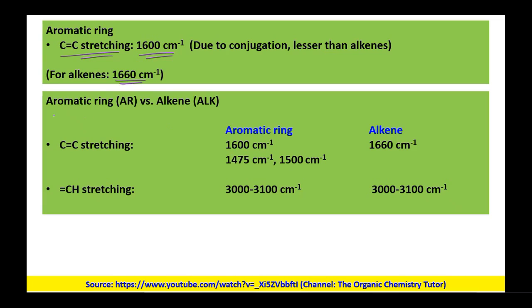Now how to differentiate between the aromatic ring and the alkene? In C double bond C stretching, as I already told you, you will be having 1600 and 1660 for the alkene. Whereas apart from this, the aromatic group will also be having peaks at 1475 to 1500 centimeter inverse. And then the double bond CH stretching, both will be having at this location. So to summarize, we can discuss like this.